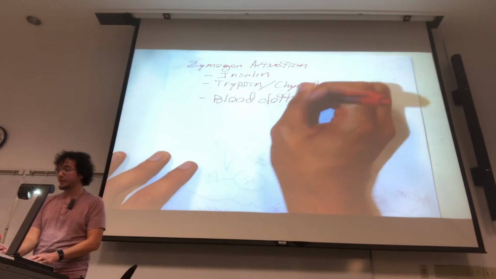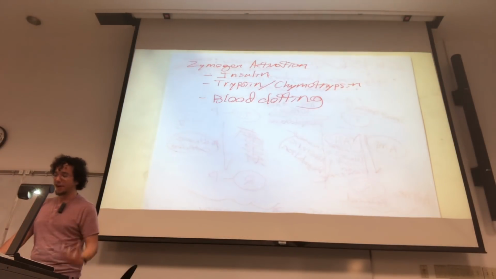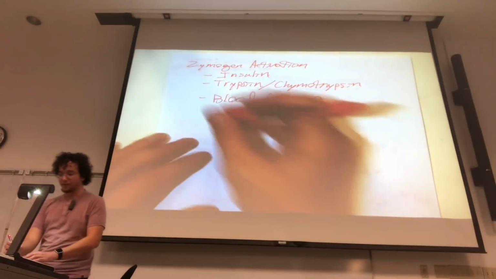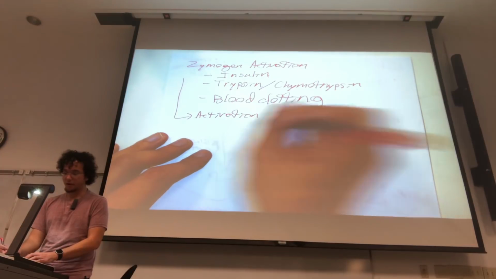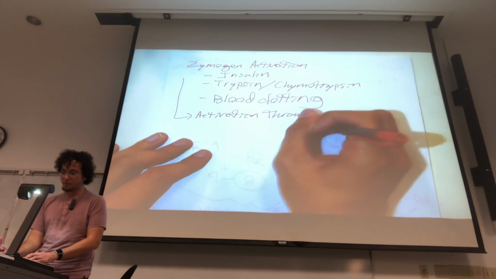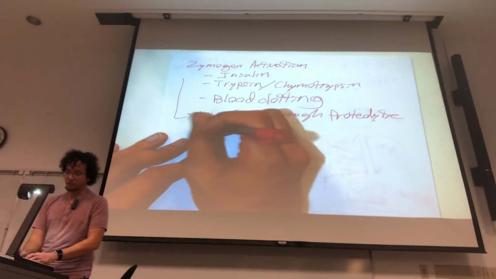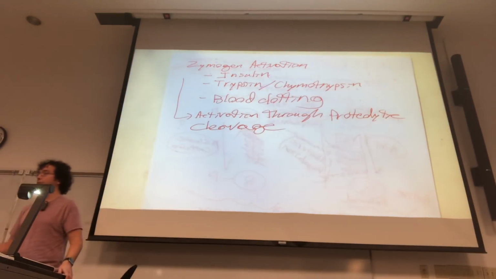I don't know the names of the enzymes. You don't have to know the names of the enzymes involved in blood clotting, just that they are activated through zymogen activation. So what is zymogen activation? It's an enzyme that is activated through proteolytic cleavage, which is just a fancy way of saying you cut off a part of it in order to activate it.